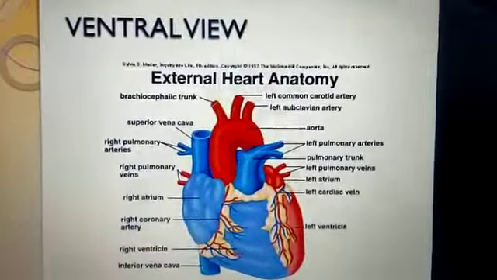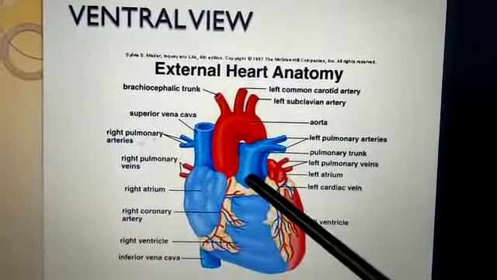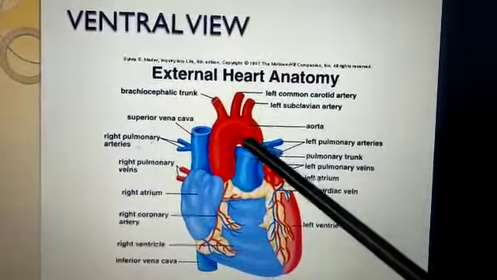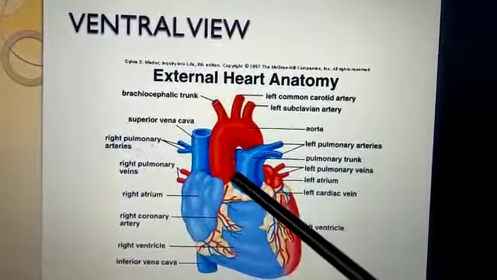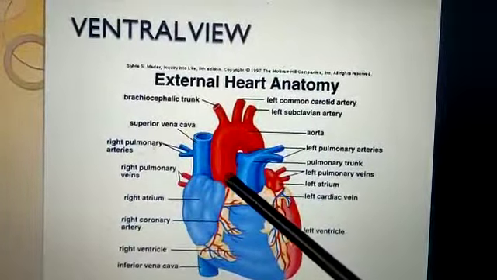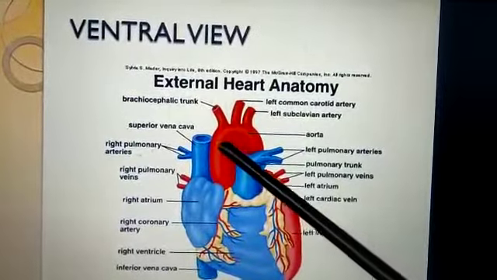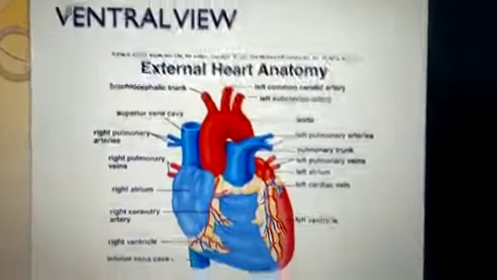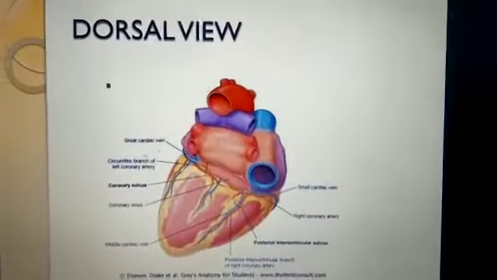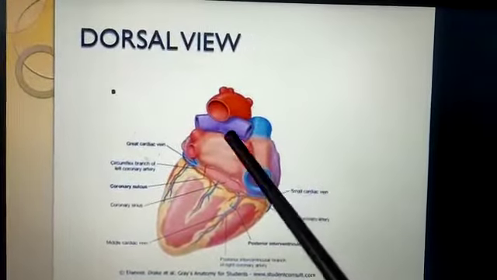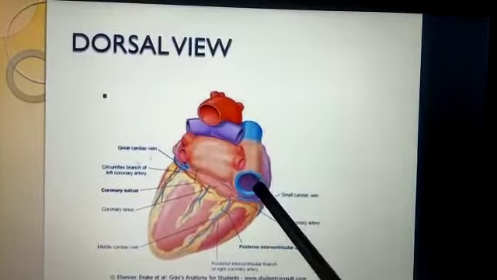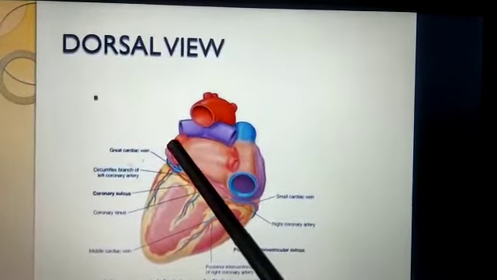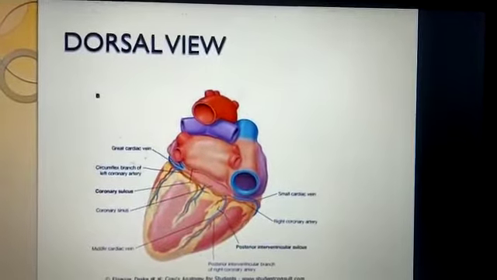In ventral view, two structures are clearly visible: pulmonary trunk bifurcating into left and right branches, systemic aorta, that is ascending aorta, systemic arch, and descending, and its three branches. And in dorsal view, you can see the superior and inferior vena cava and two pairs of pulmonary veins.